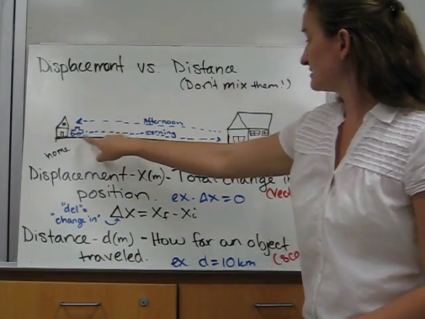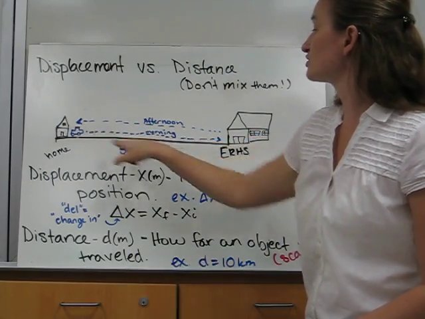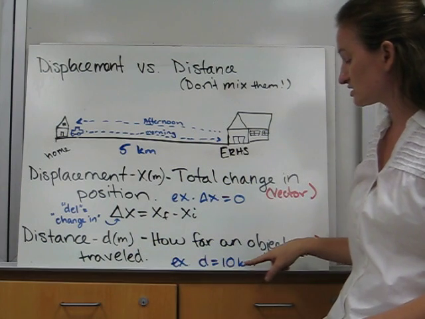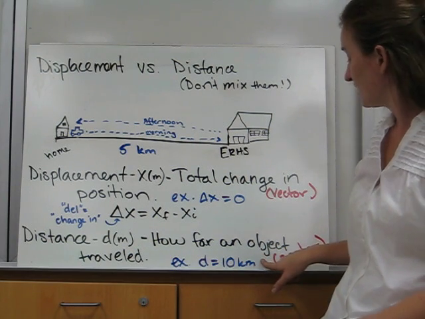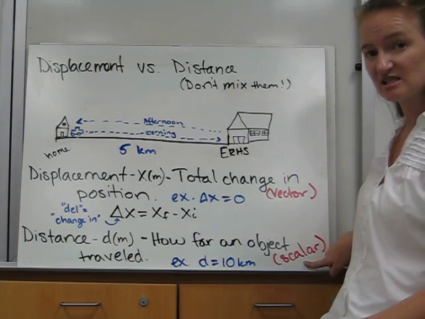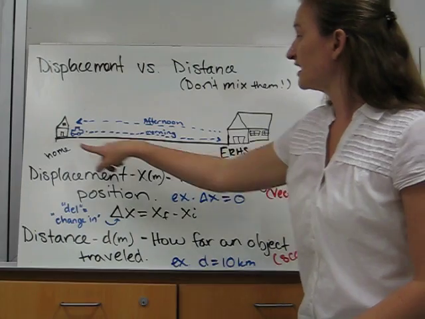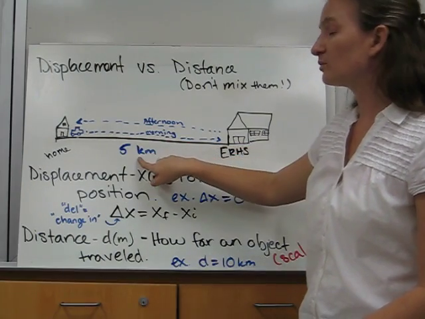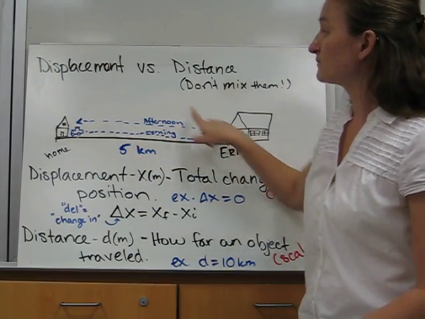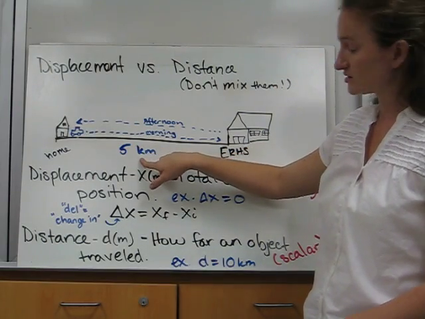So that is a positive 5, and then you traveled another 5 kilometers, so the total distance you traveled is a total of 10 kilometers. What this means is displacement is a vector and distance is a scalar. Displacement takes into account direction. Here you moved forward, so that would be a positive 5 kilometers. Here you moved backwards, so that would be a negative 5 kilometers.